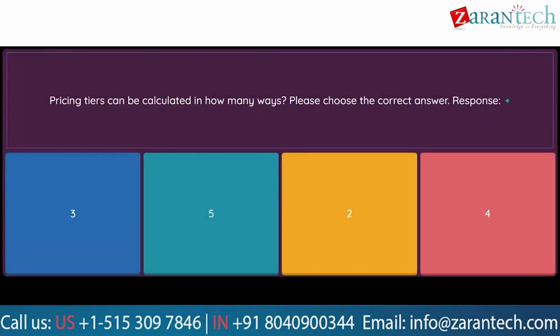Question: Pricing tiers can be calculated in how many ways? Please choose the correct answer. Response: Option 1, 3. Option 2, 5. Option 3, 2. Option 4, 4.